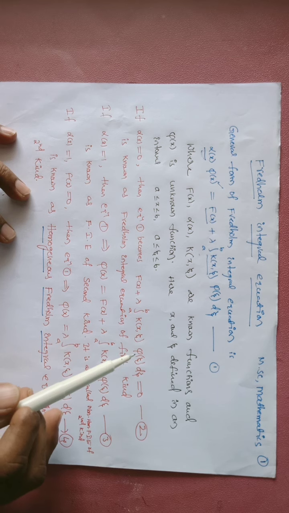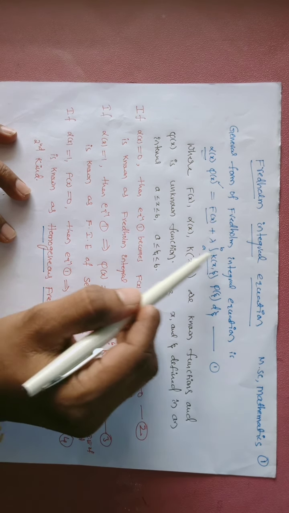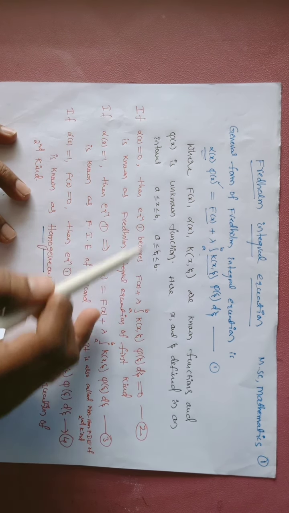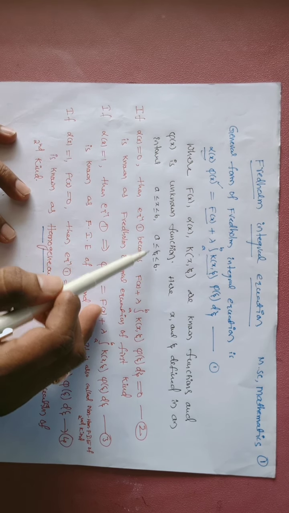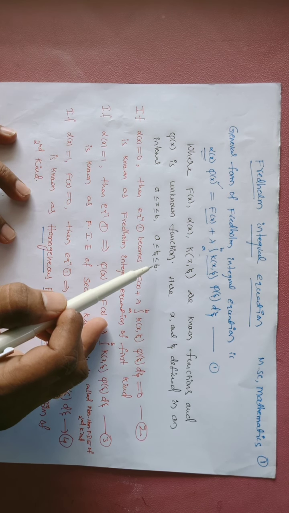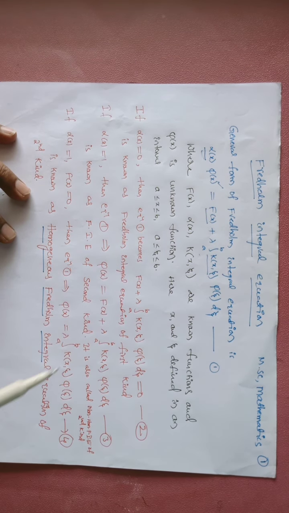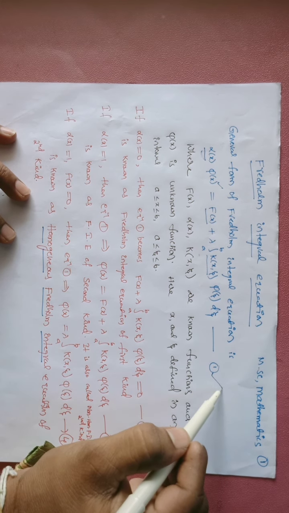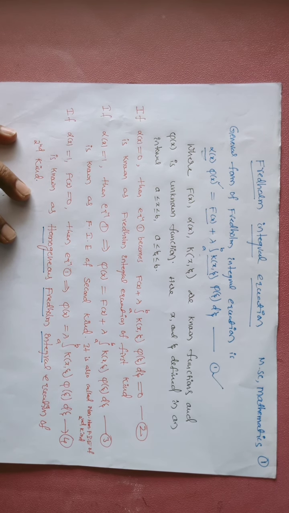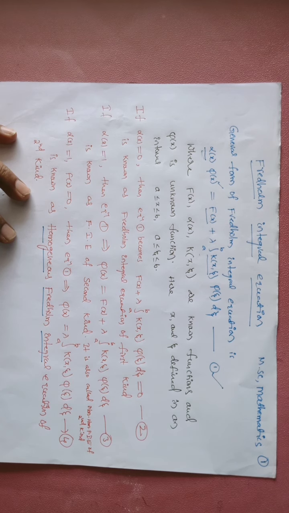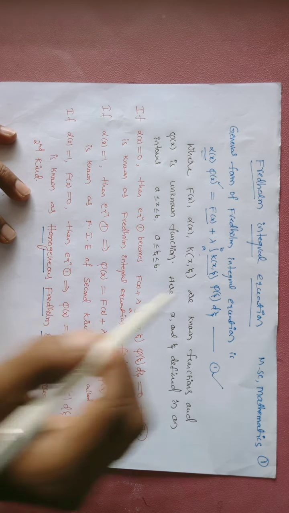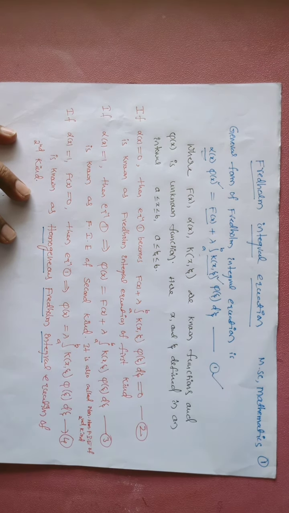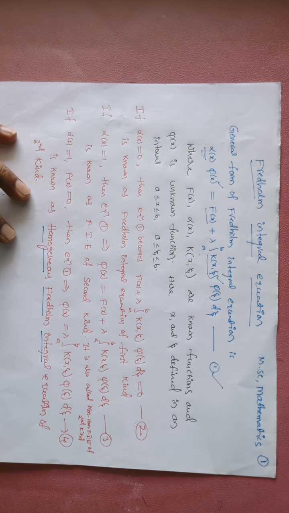Here the x and xi values lie in the interval a to b. x lies between a and b and xi lies between a and b. Yes, this is called a Fredholm integral equation. It is equation 1, we say. This is called the general form of the Fredholm integral equation. Here, this k(x, xi) is called the kernel of the Fredholm integral equation.